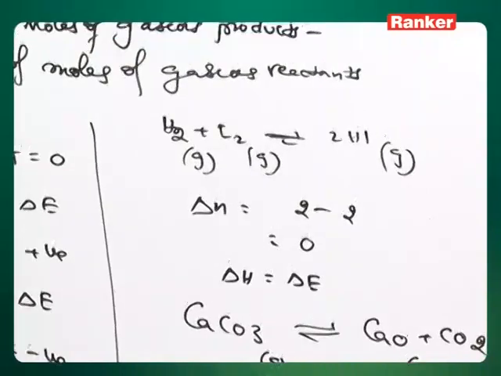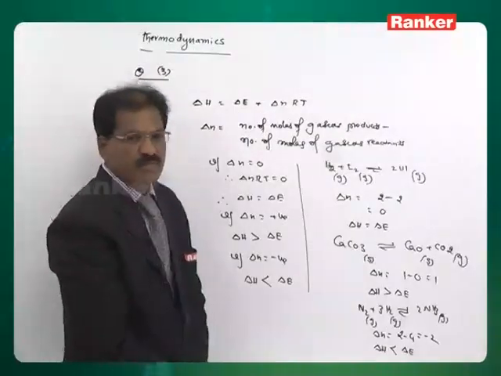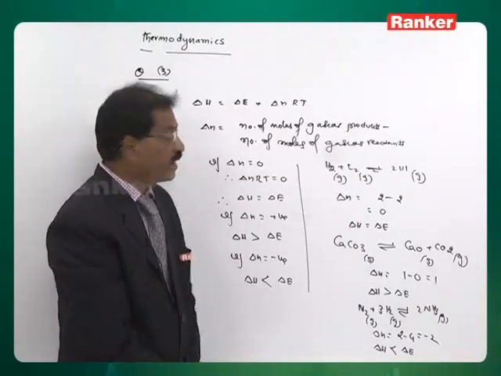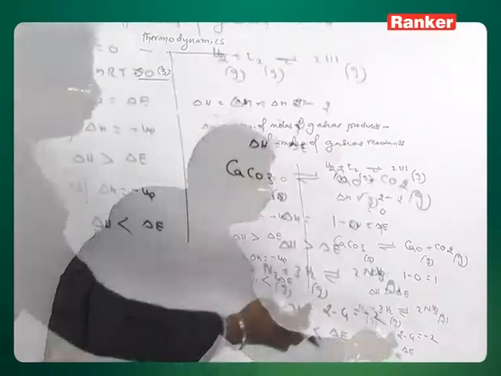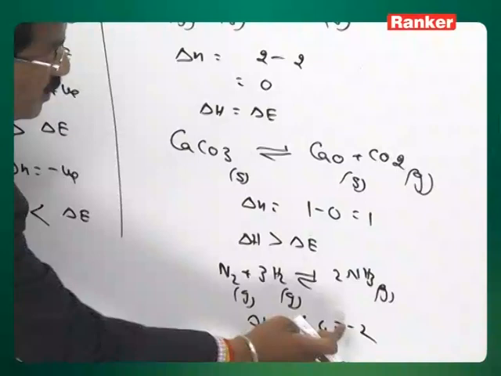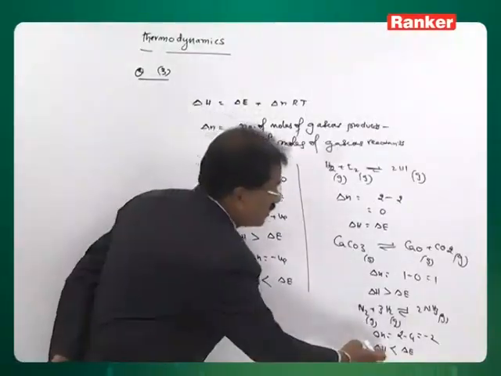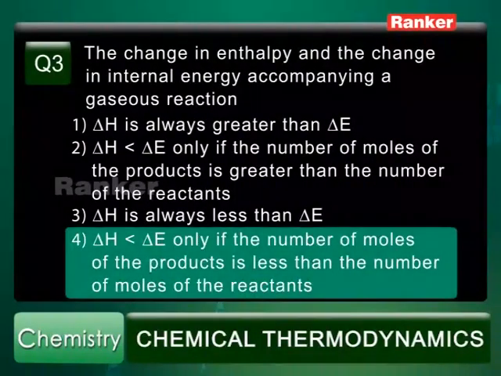Next, in the fourth option, they said that del H is less than del E only if the number of moles of the products is less than the number of moles of the reactants. Total moles of the products is less here. Total moles of the products is less than the total moles of the reactants. In this condition, del H is less and del E is more. Therefore, option 4 is correct.